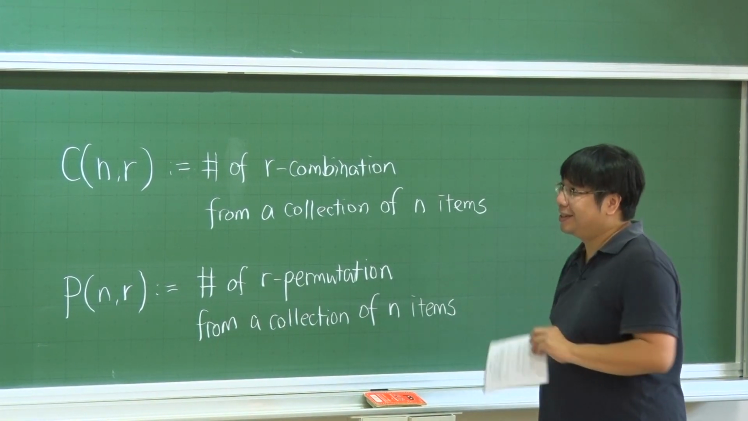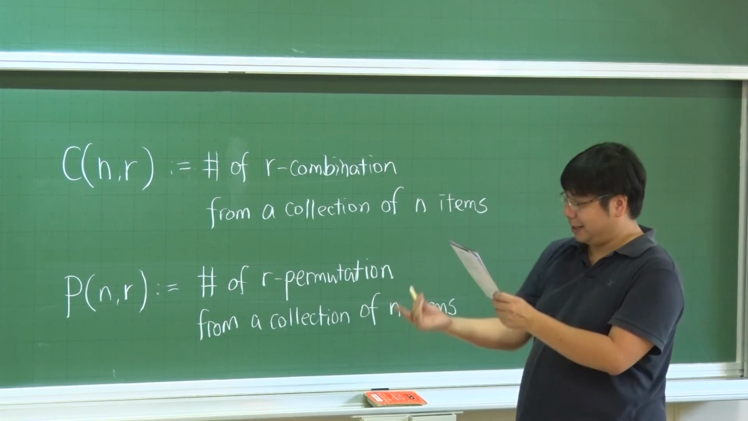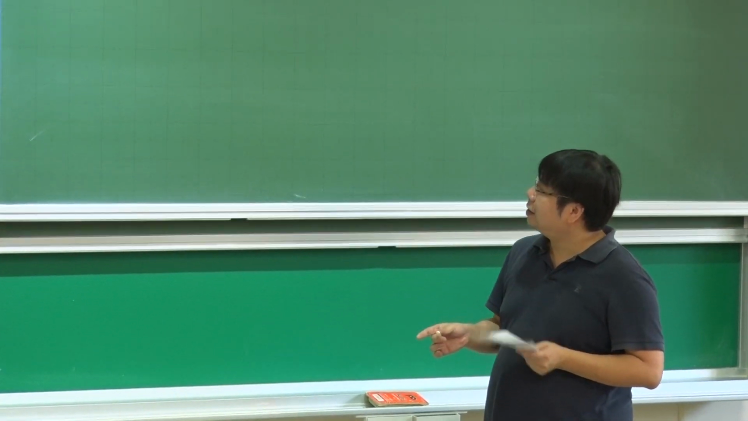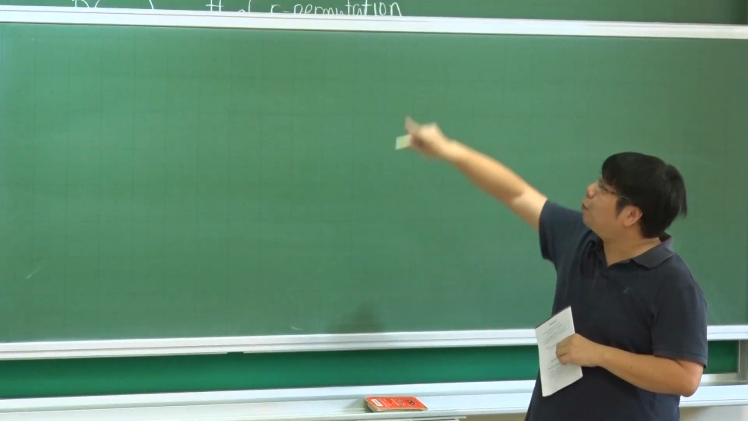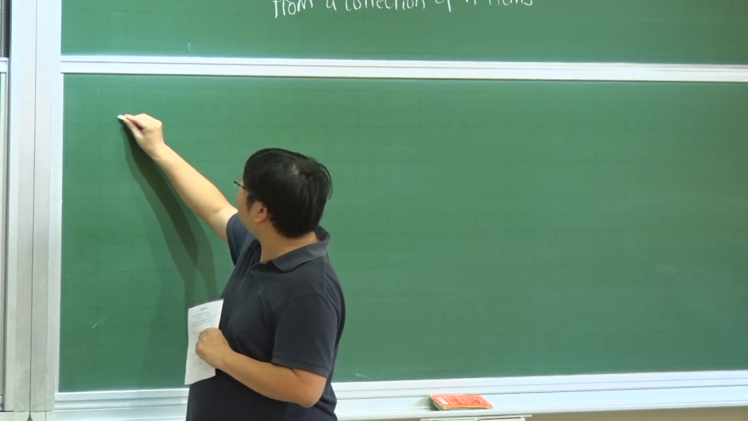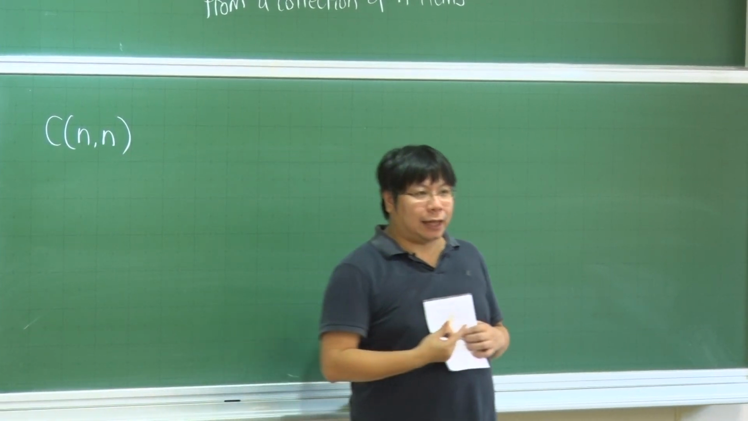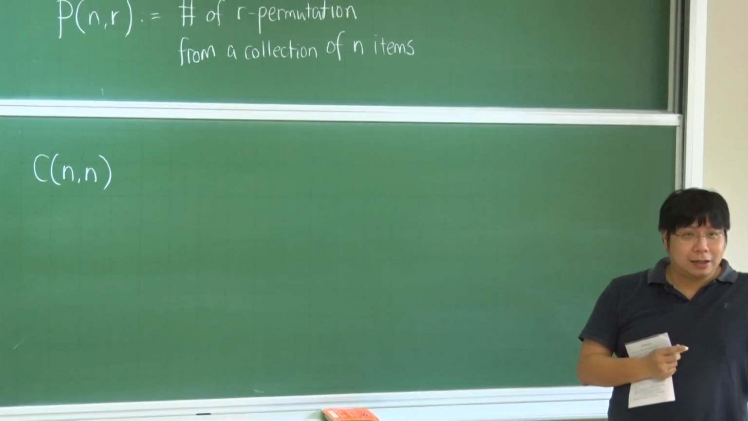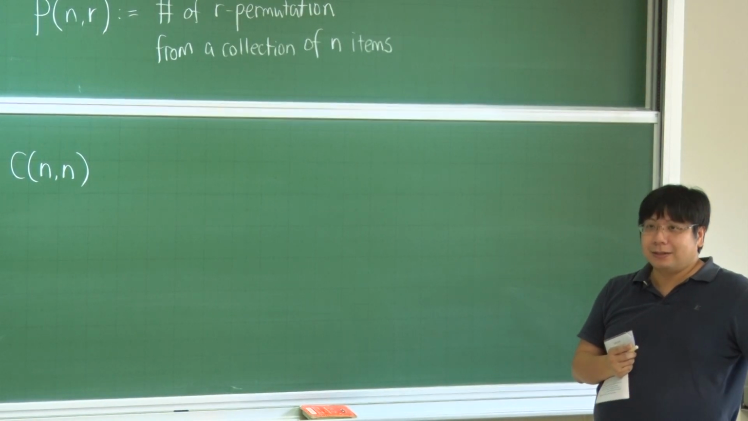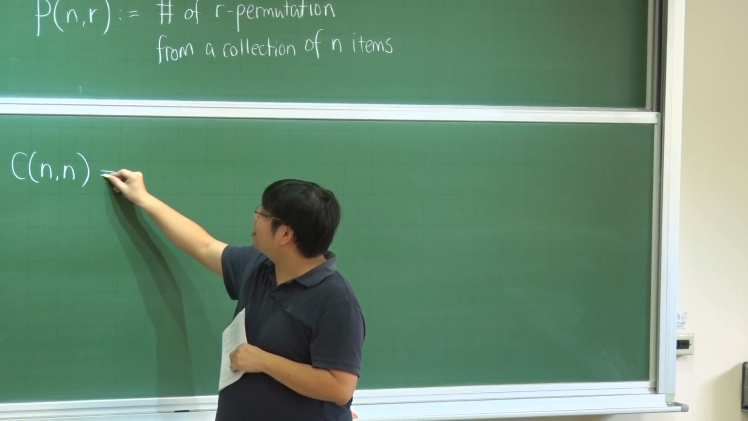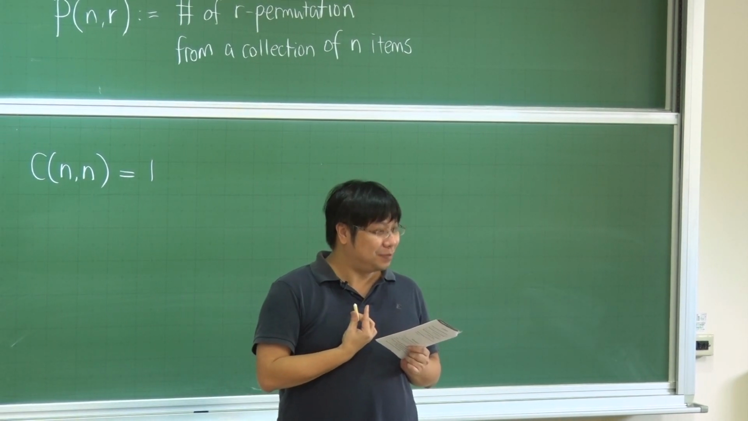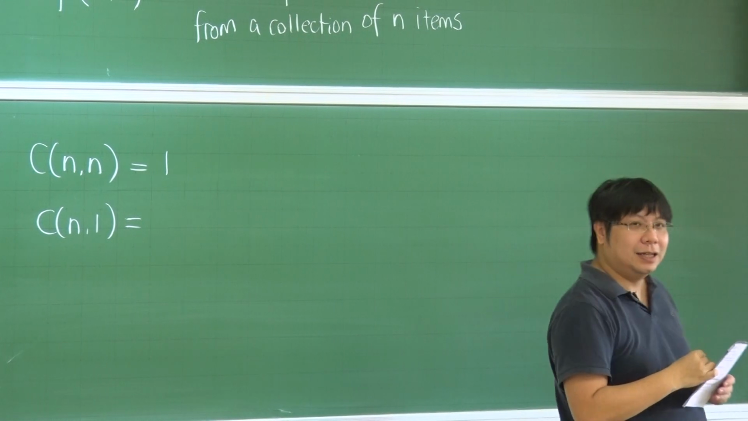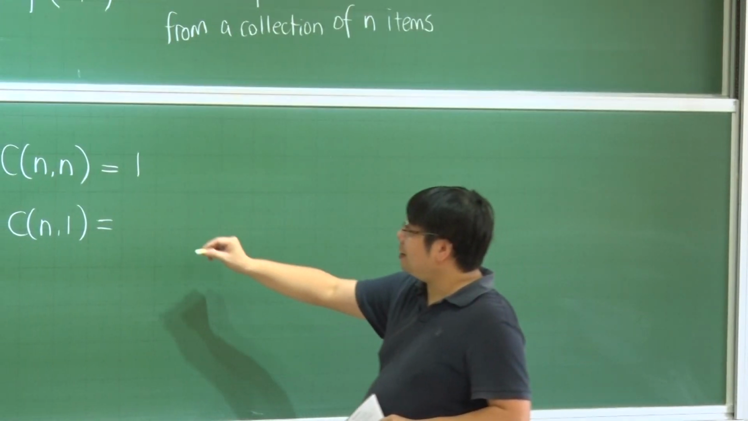Good. Okay, so we can now test our understanding. So this is the definition we should bear in mind. Each one of them is a number. So let's see if you can tell me what is the value of C(n,n). What is meant by C(n,n)? C(n,n) is the number of n combinations from n items. So how many ways can we select n things from n things? 1. Very good. Yeah, because we have to choose everything. Is that okay? And how about this C(n,1)? What is it? n. Very good. So this is n.